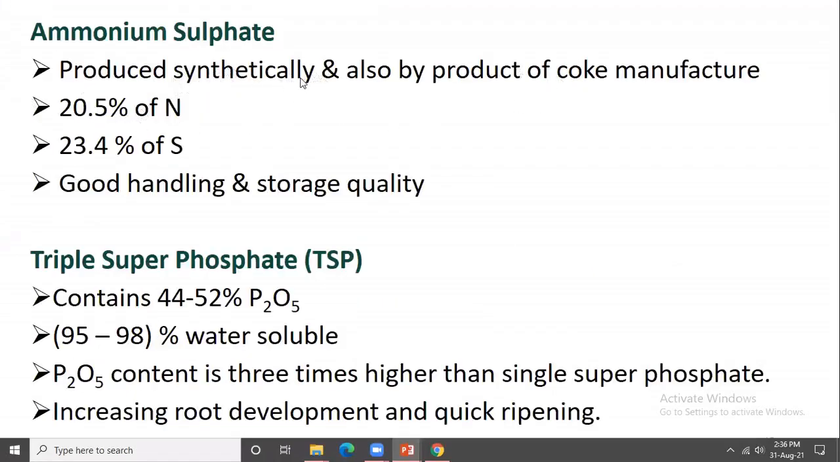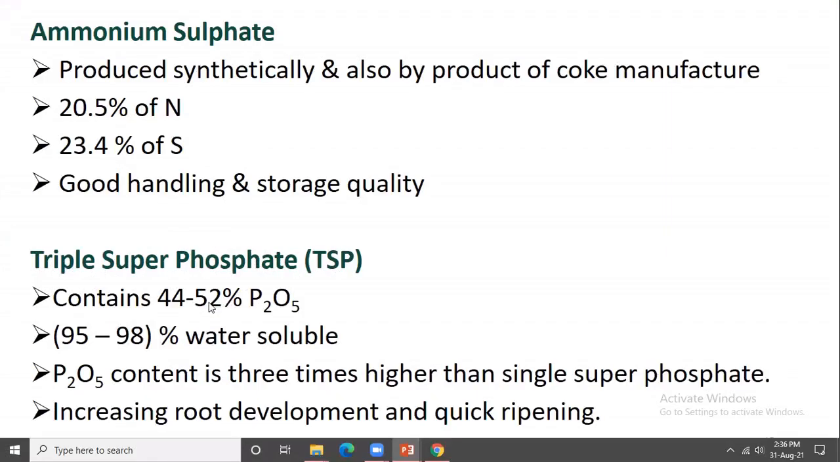It is produced synthetically, and also as a by-product of coke manufacturing. If your exam asks for an example of ammonium sulfate manufacturing, you can write that one, and what elements are in ammonium sulfate. Food handling and storage quality. Now we will see the TSP, triple superphosphate. This is also asked in your spot exam.